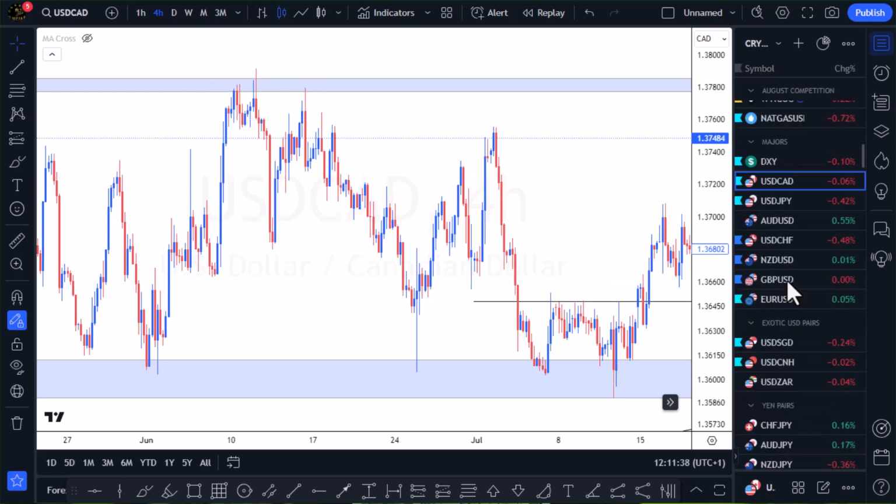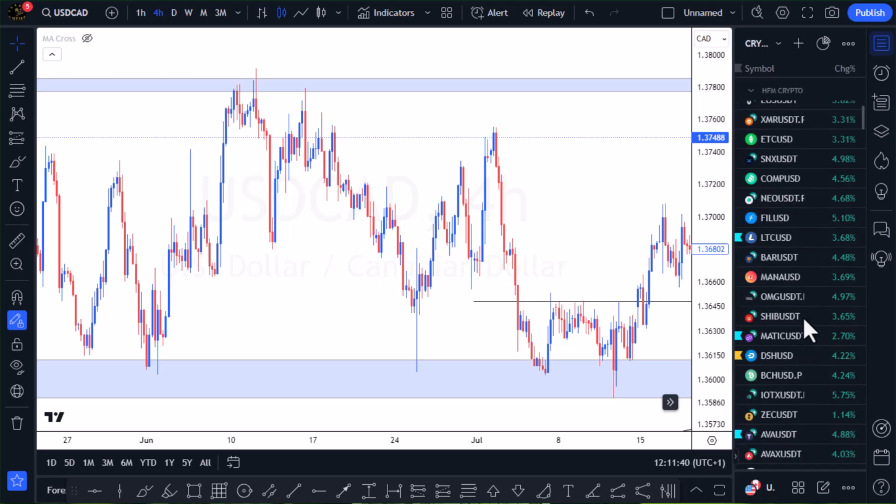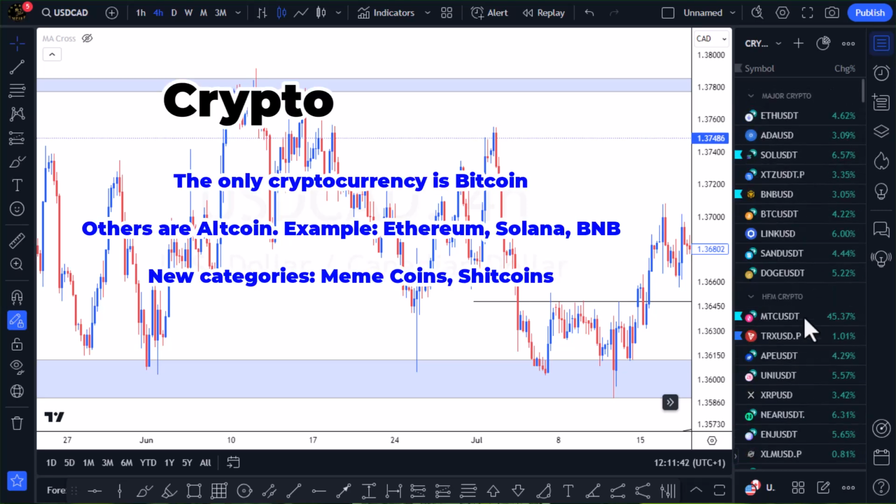Now let's talk about the cryptocurrency market. The cryptocurrency market deals with digital assets. The only cryptocurrency we have is Bitcoin. You've heard about that. And you've heard about Ethereum. Ethereum is not a cryptocurrency, it's an alternative coin.